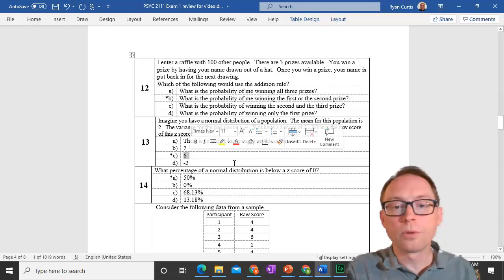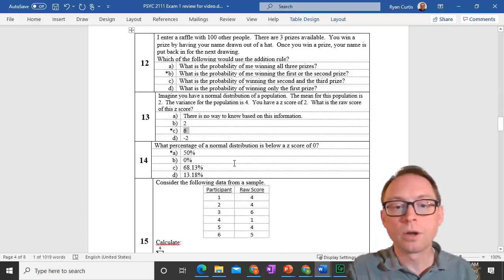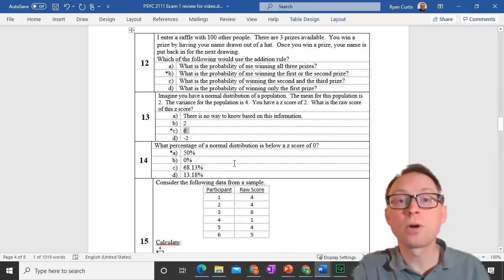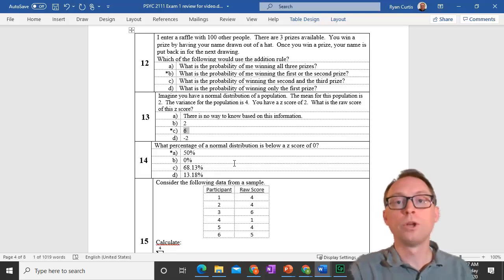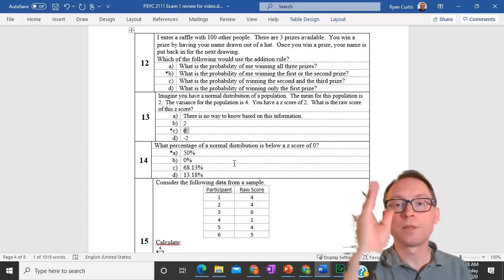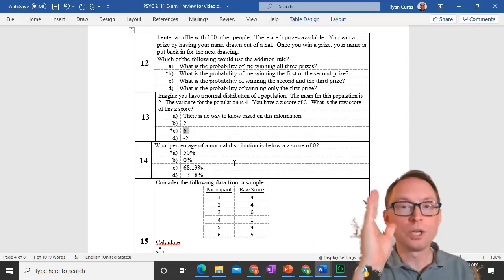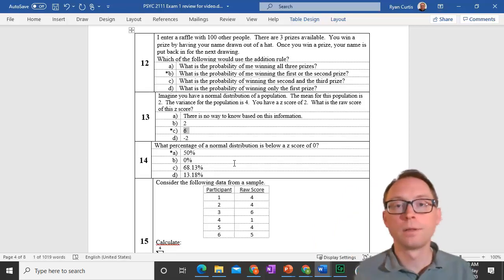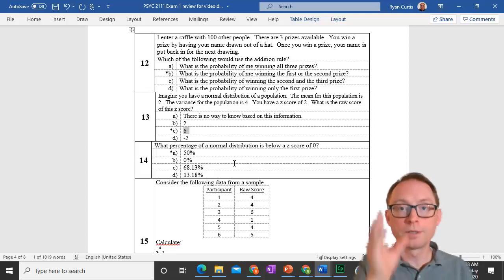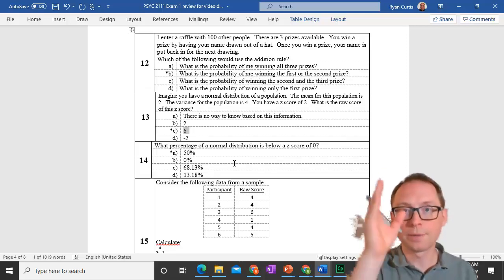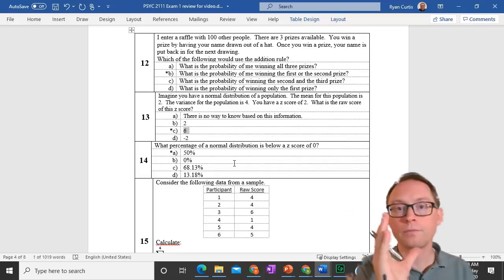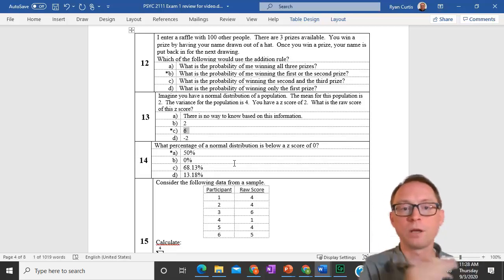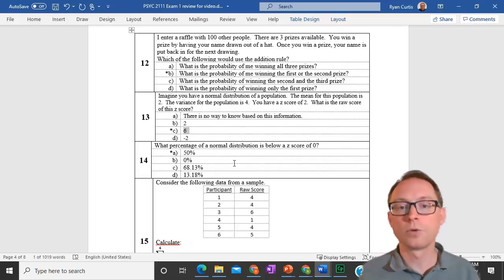What percentage of the normal distribution is below a z-score of 0? Z-score is the number of standard deviations you are away from the mean. In a normal distribution, we know that it's symmetrical. That means that the mean is right in the middle, so exactly 50% are below. So the z-score of 0 is the mean. That means that person's score is the same as the mean. Anything below that, 50%. Anything above that, 50%. 50% below, 50% above. That's how that works in a normal distribution.